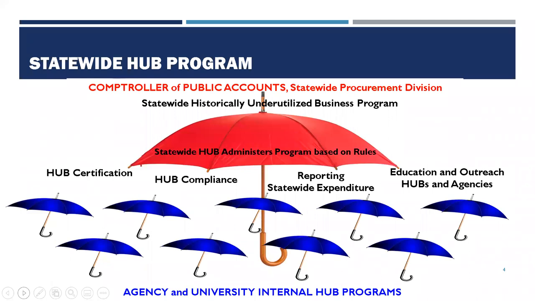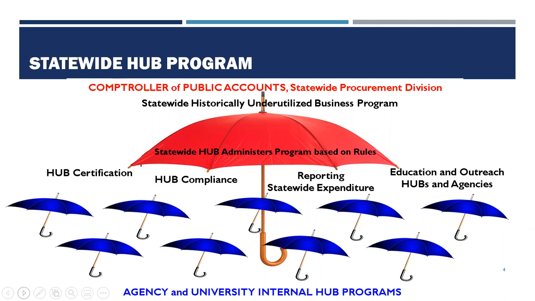So this is an analogy that I like to use to describe the statewide hub programs and how the agencies and the universities all play together. So if you see the large red umbrella there, consider that to be a huge golf umbrella. So above that is the Comptroller Public Accounts, the statewide procurement division. And within that statewide procurement division is the statewide historically underutilized business program. We administer the program and we establish the rules. So we're the big red umbrella. Under our big red umbrella are all these smaller blue umbrellas that are all considered hub programs. The statewide hub program is the red one, and the agency and university hub programs are the blue ones.